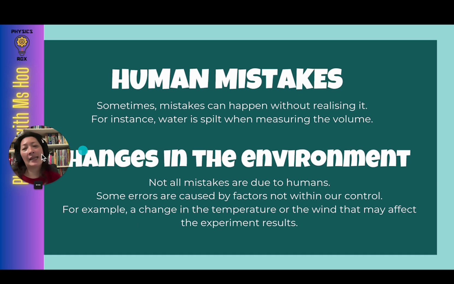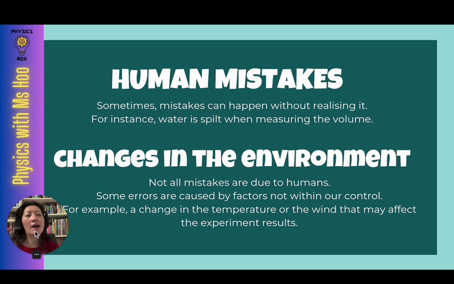Now, besides human reaction time, there are also other kinds of human mistakes. Sometimes mistakes can happen without us realizing it. For example, we might spill the water when we're measuring the volume and we didn't realize it. Then we're like, okay, that's a volume, and we record it. Look, it happens, right? So that's why we normally do repeats in order to be able to catch any errors like this, to catch any outlying data that could be caused by a mistake that we didn't spot.